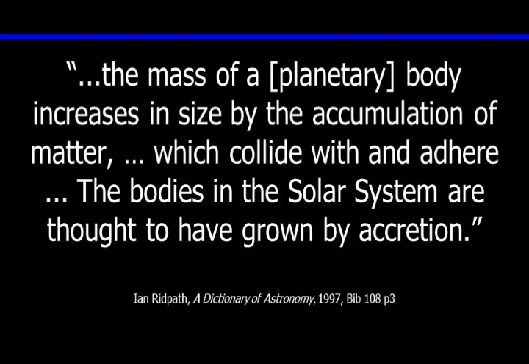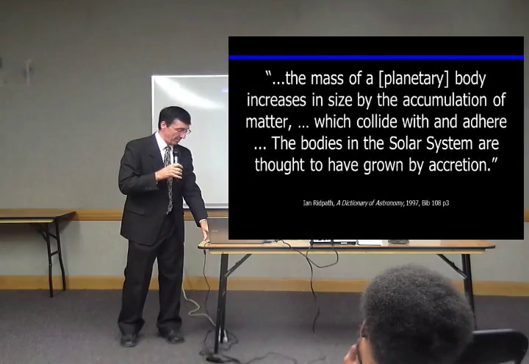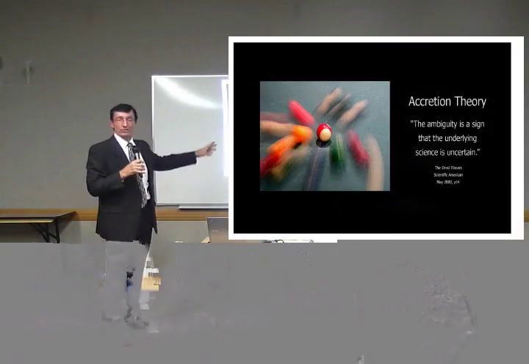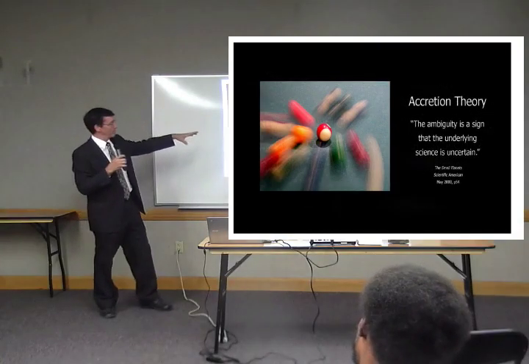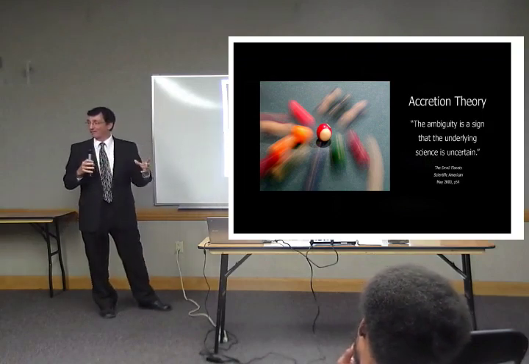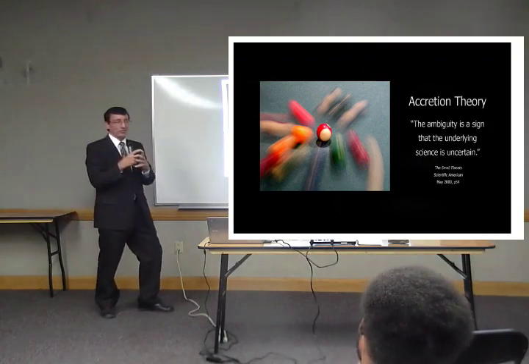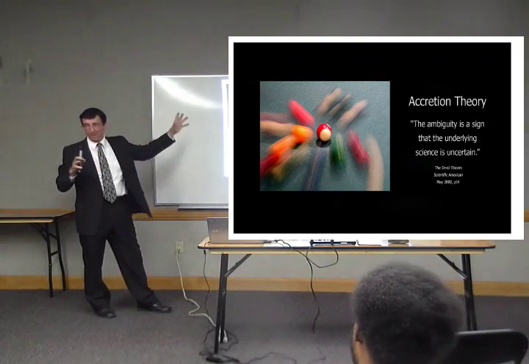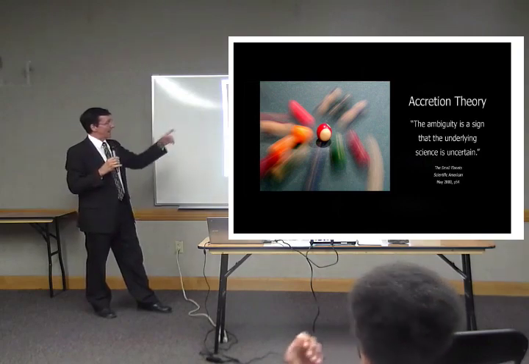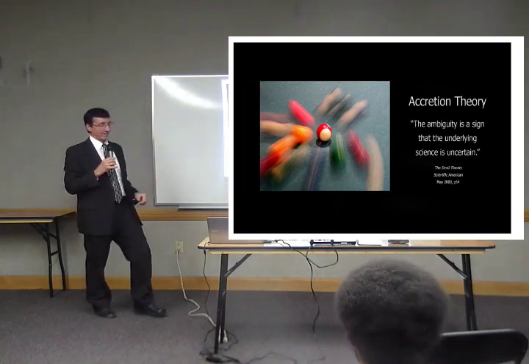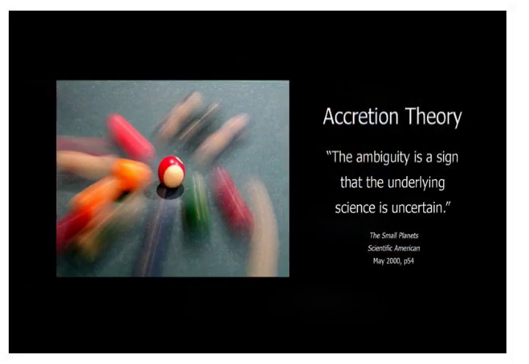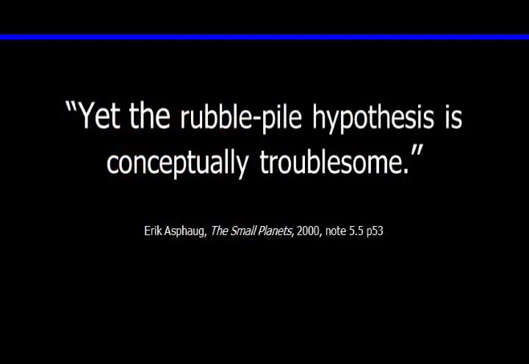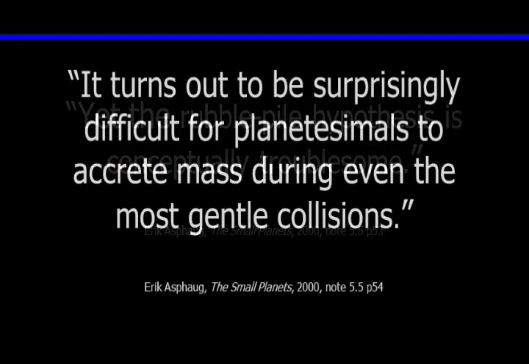Okay. Yeah. So you're saying it's contrary to the law of thermodynamics. And it's also not what usually happens when things run into each other. Like one of them relates it to billiard balls that just have some gravitational attraction, so they stick together. But usually you hit billiard balls together and they fly apart. And just the ambiguity is a sign that the underlying science is uncertain. So the rubble pile hypothesis is conceptually troublesome. So these are scientists that are recognizing we got some real problems with this theory.